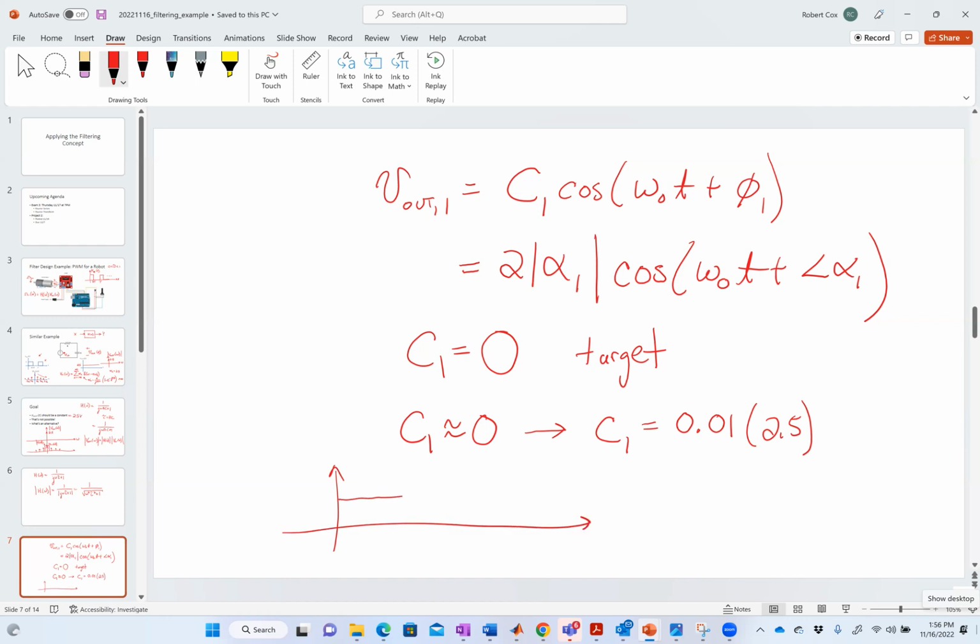So that means that if I were to look at V out of t on an oscilloscope, it would be like this, constant, with a little bit of ripple on it. In other words, if C1 was 1% of 2.5, that's 0.025. It would be going 25 millivolts above 2.5 and 25 millivolts below that. Right? How would I make that happen? What would I have to do to make that happen?